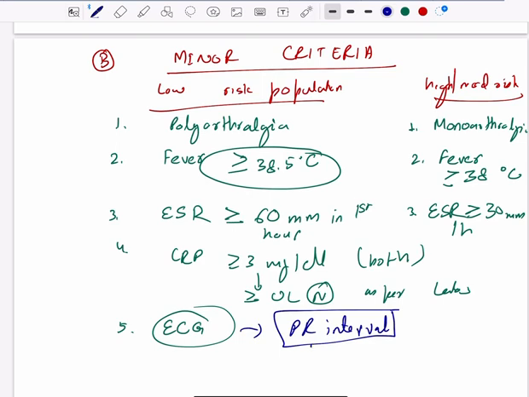Now, prolonged PR interval is a minor criteria, and you have to consider it as per the age. And here you have to also see whether carditis is already there in the major criteria or not. If it is there, it is okay. You don't have to see the variability. But prolonged PR interval is a minor criteria for both high and moderate risk population.